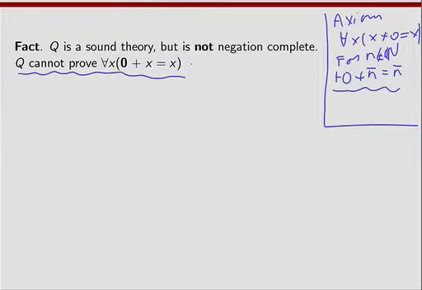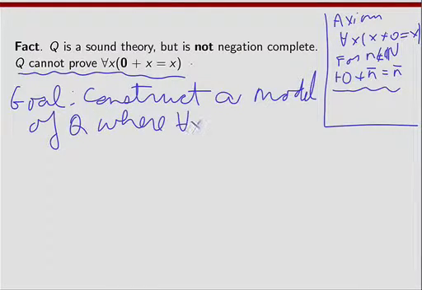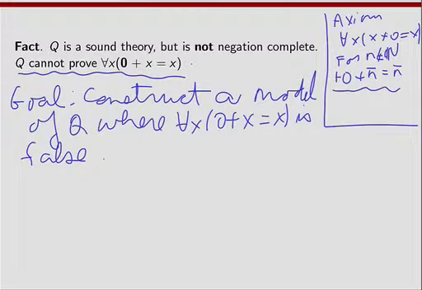Now, one way to show that a set of axioms can't prove a particular formula is to construct a model. So our goal is to construct a model of Q where for all x, 0 plus x equals x is false. So that's what we're trying to do. I want to build the model.